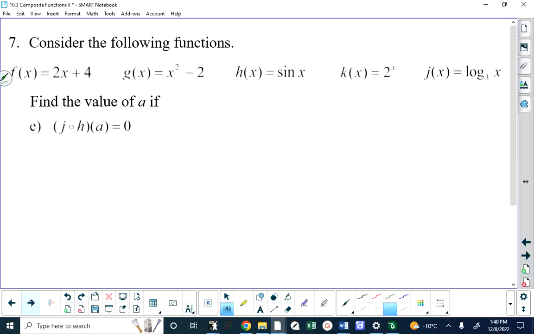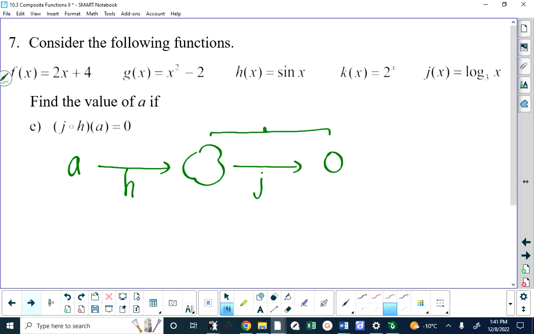J of h of A equals nothing. That means A, some unknown number, goes through H, the result goes through J, and you get 0. So this second part is simply saying that 0 equals log base 3 of x. It's saying some number which we don't know goes in here, and we get 0 coming out. So we're solving that equation. That's pretty easy. 3 to the 0 equals x. This is 1.